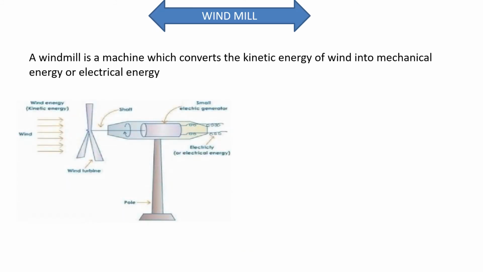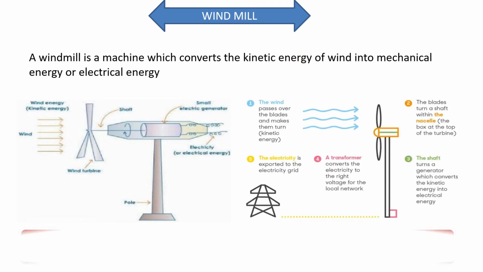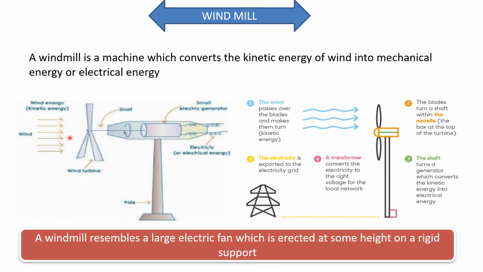Now, let us quickly see what a windmill is. A windmill is basically a machine that converts the kinetic energy of wind into mechanical energy or electrical energy. Right? So, this is basically a windmill.